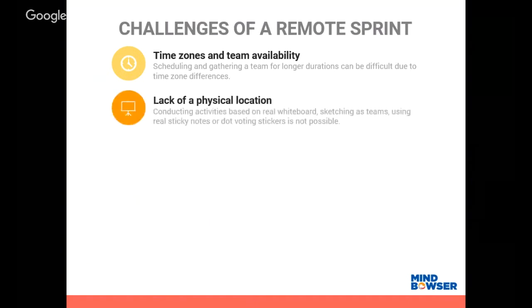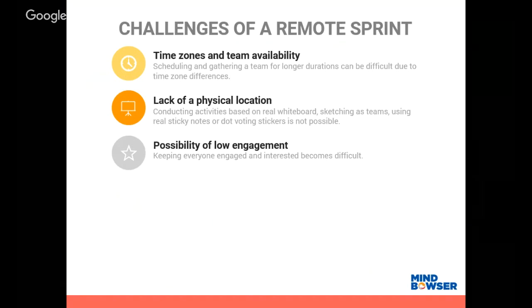Then again, remote sprints lack a physical location. So real face-to-face interaction and activities don't happen the way they should. We really miss the real whiteboards and sketching as teams, or maybe splitting into teams and competing to build something useful, or using real sticky notes or dot voting stickers for critique. Physical things are not possible, so that could be a challenge.